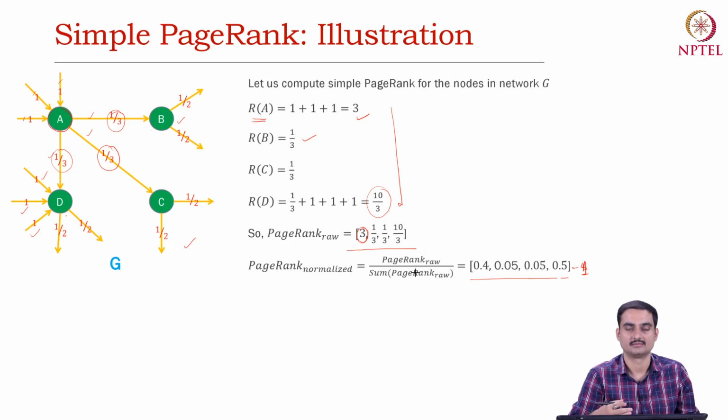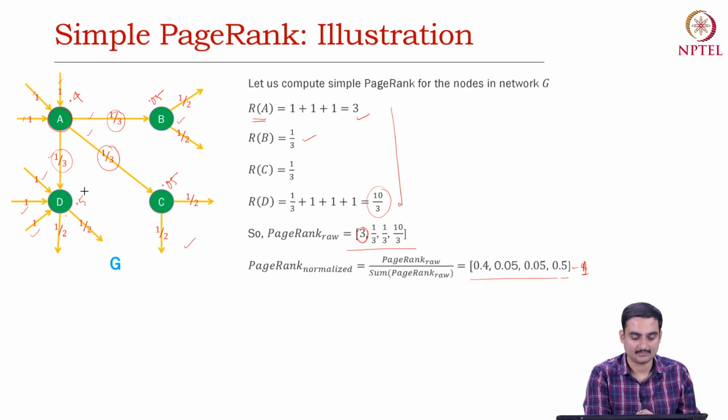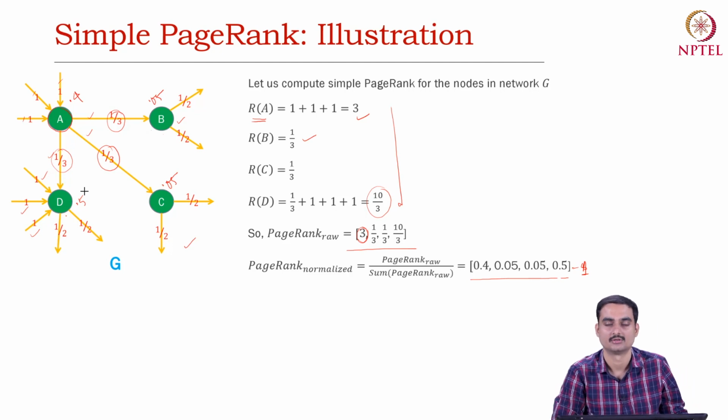So after every iteration, we make sure that the sum is 1. If it is not 1, then we explicitly make it 1 by dividing each component by the sum. And then we repeat the process again. So now for page A, the prestige is 0.4, page B 0.05, page C 0.05 and page D 0.5. Then we repeat the same process again, and we stop when we see that there is no significant change in the PageRank values of all the pages.